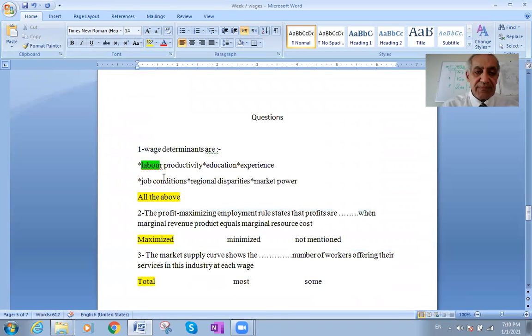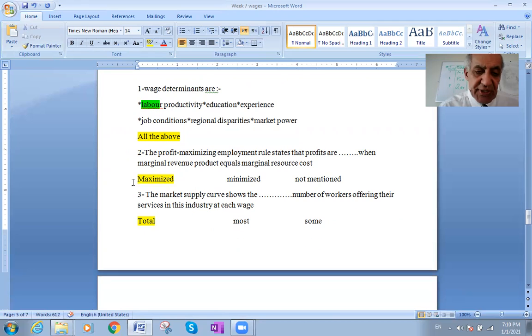Now let's go. Wage determinants are labor, productivity, education, experience, job conditions, regional disparities, market power, or all the above. Of course, those are all wage determinants.